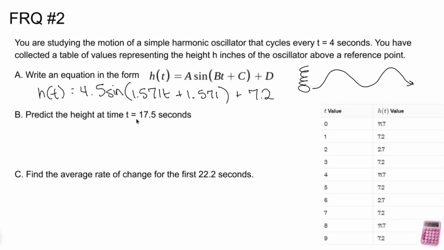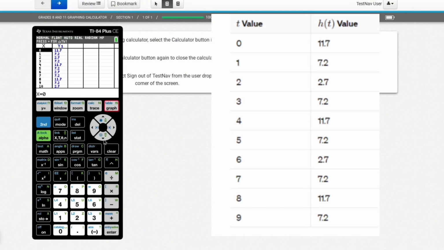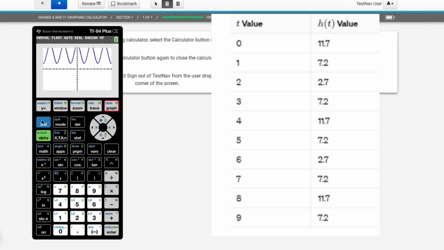So that's just a simple matter of us using the equation that we stored in the calculator and finding out what happens when we plug in 17.5. B is asking us to predict the height at time t equals 17.5 seconds. If I were to go to my graph or my table, I'm not going to get 17.5. Also, if I were to hit graph, I still won't see 17.5. So if I try to do the whole value thing, it won't let me because 17.5 is not on the screen. Watch it yell at me.